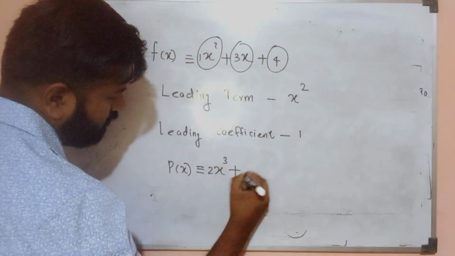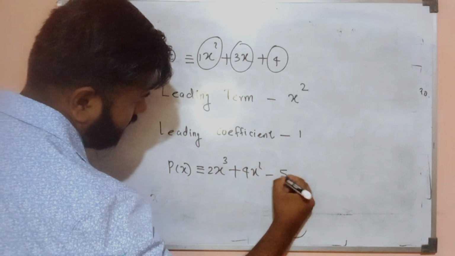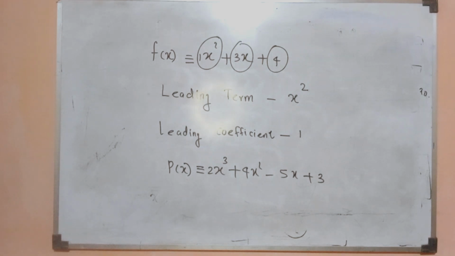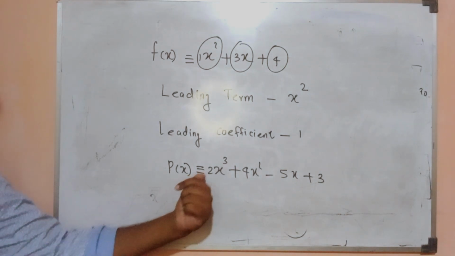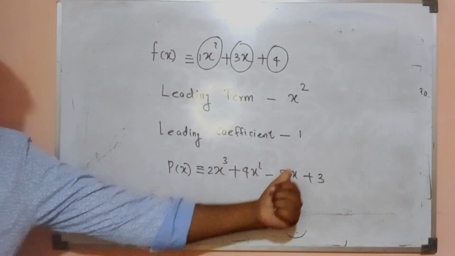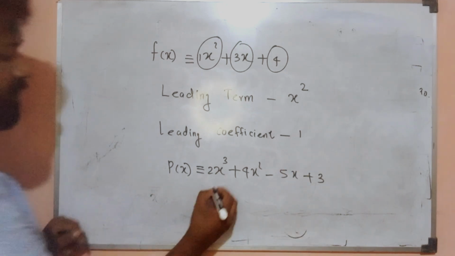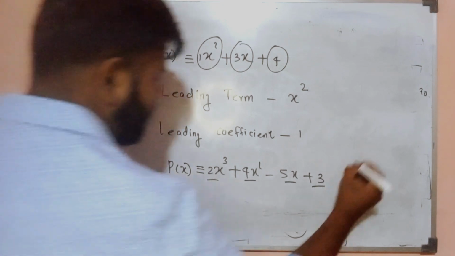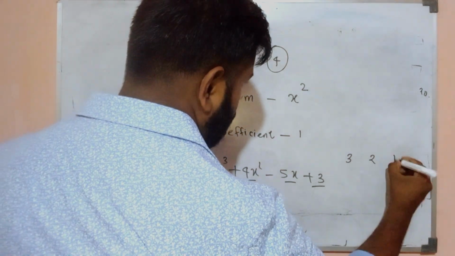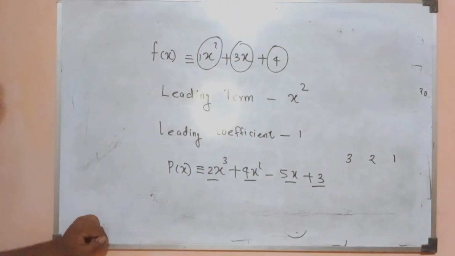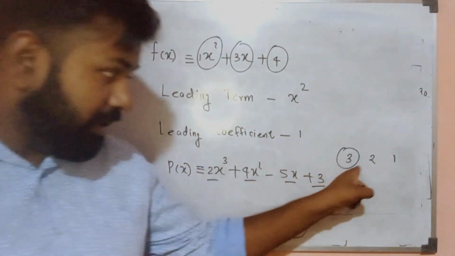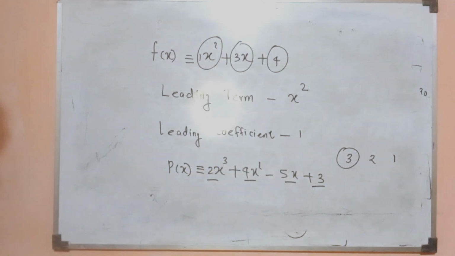2x cubed plus 4x squared minus 5x plus 3. Is it a polynomial? Yes, this is a polynomial. How many terms are there? 1, 2, 3, 4. What are the exponents? 3, 2, 1. Which is greater? 3 is the greatest of these 3 numbers.